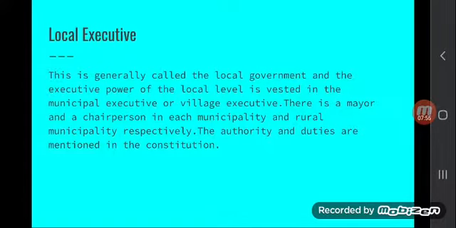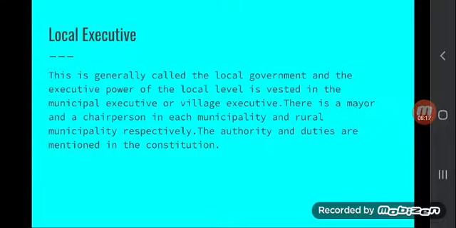So what are the authorities of local executive? What are the authorities of provincial executive, and what are the authorities and duties of the federal executive? They are clearly mentioned. They are clearly given in our constitution, and they have to follow the constitution.